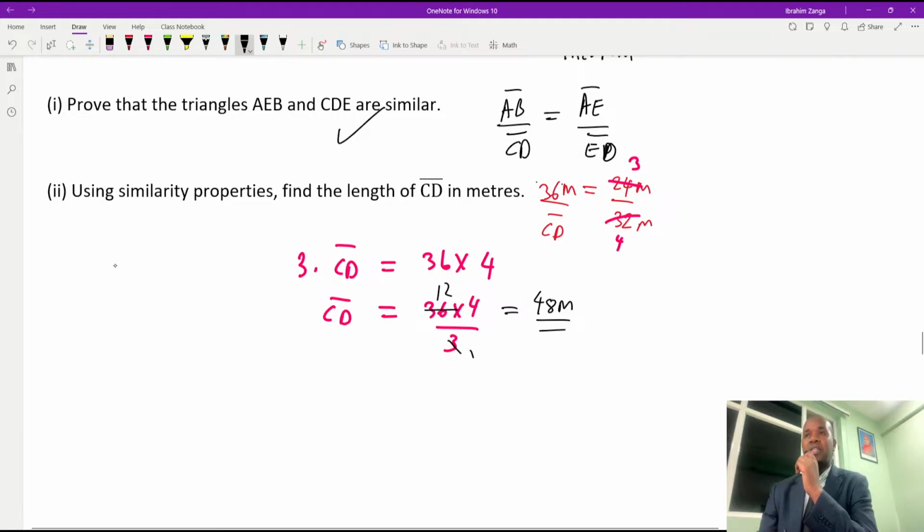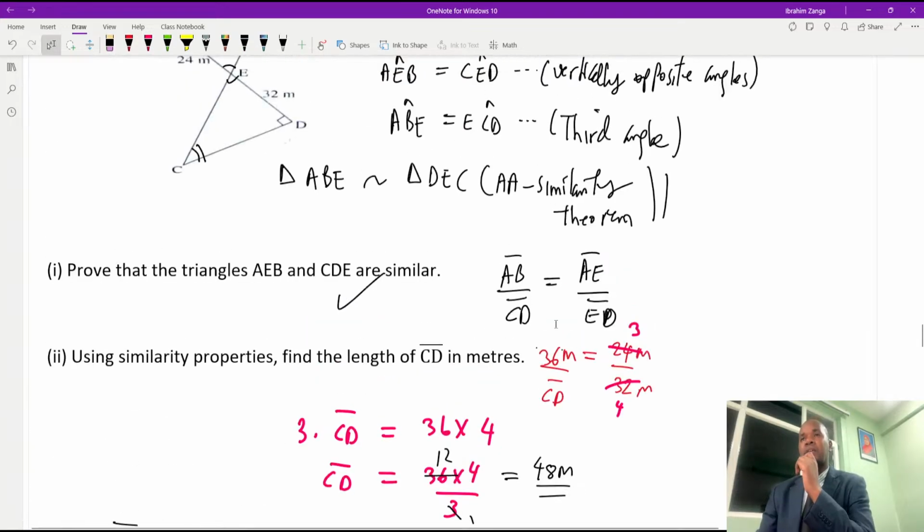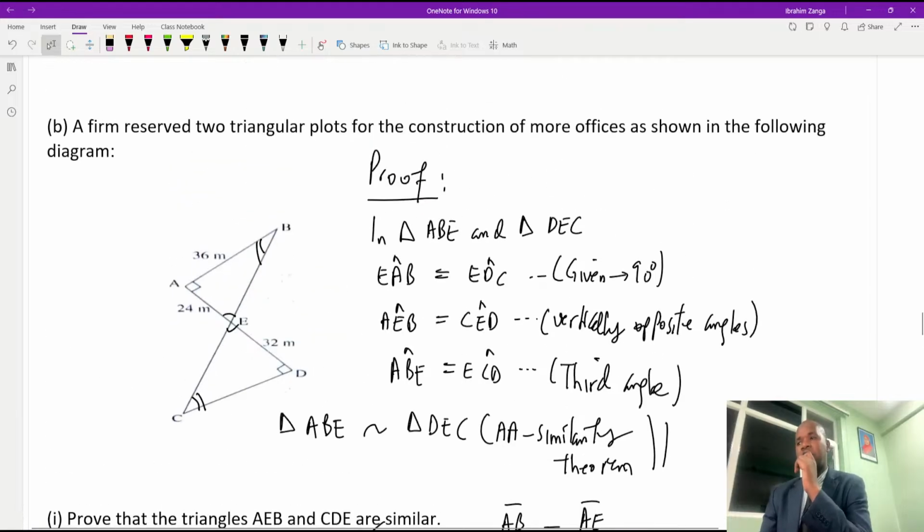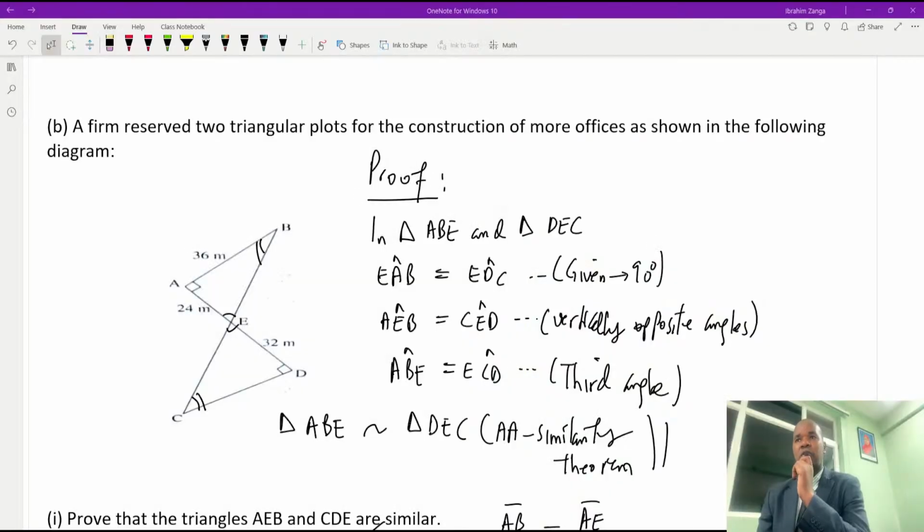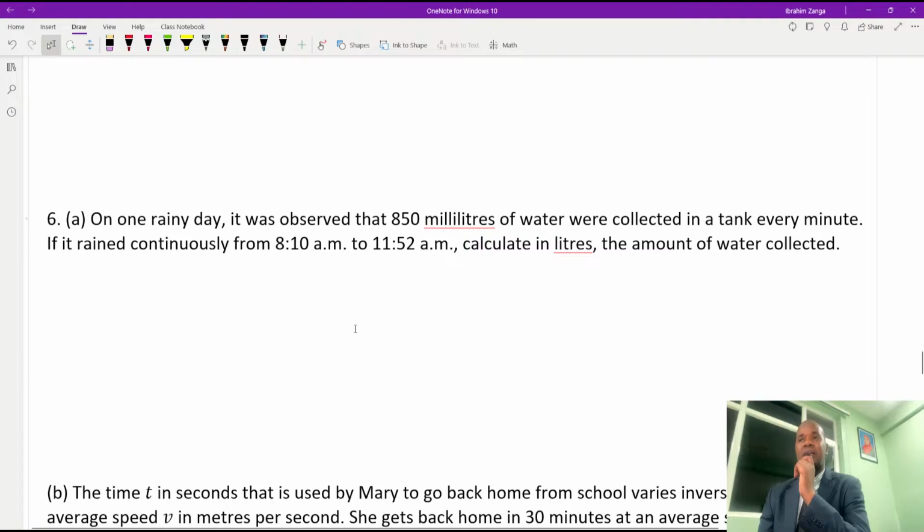So we can conclude that actually the length of CD is 48 meters. So that is the solution for question number 5B. And actually this is, as we said, one of the questions in last year's national exam, Necta 2024. And now we are going to jump to question number 6, A.